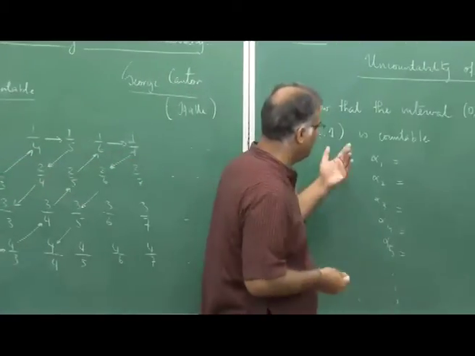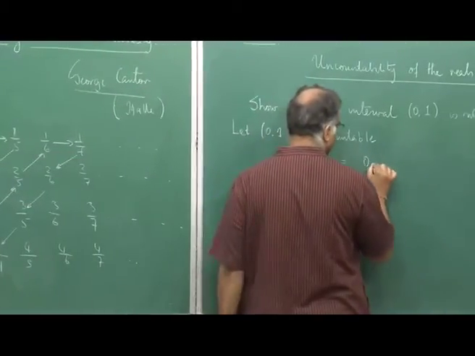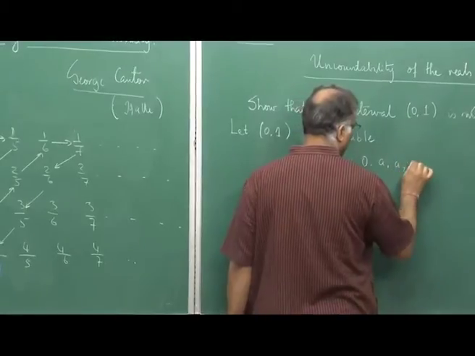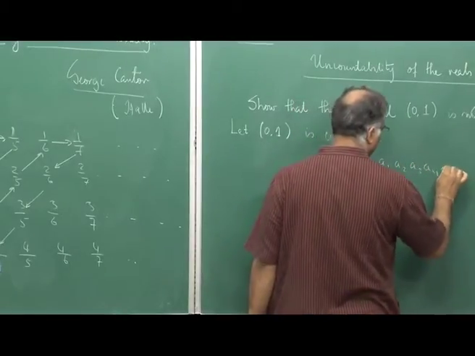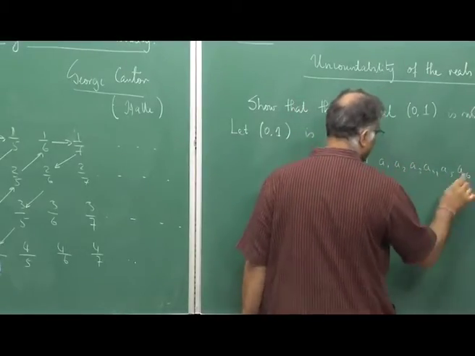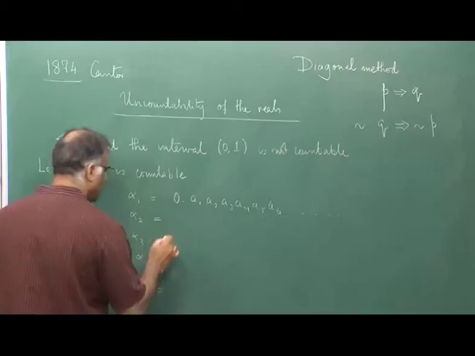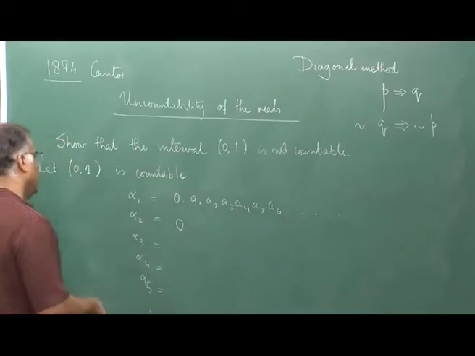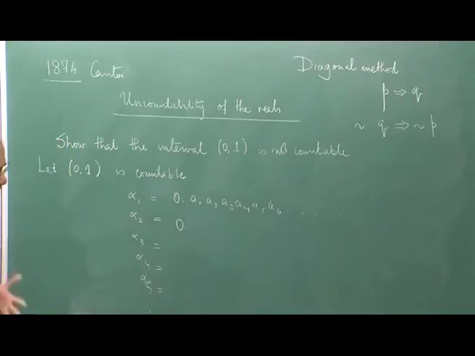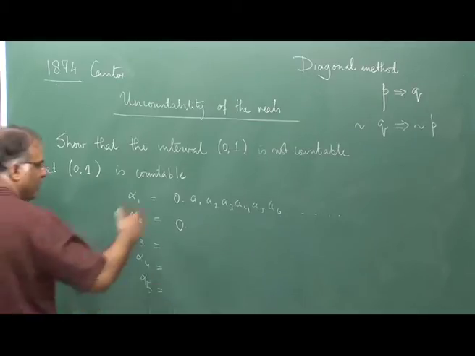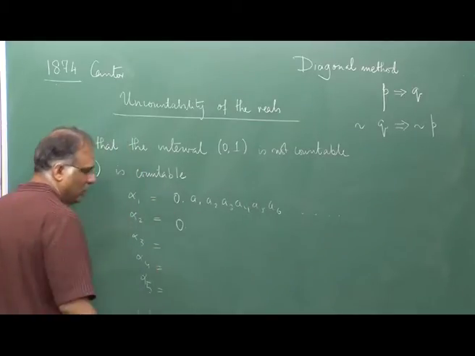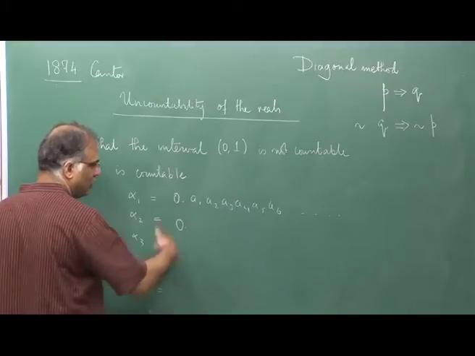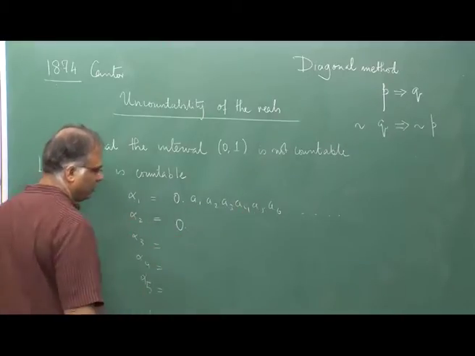So here I can start with this decimal expansion, 0 point A1, A2, A3, A4, A5, A6. So these are numbers basically. And you know that a decimal expansion can be either infinite, in which case it is periodical, or it is terminating basically.